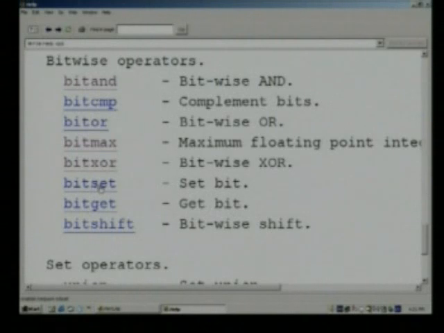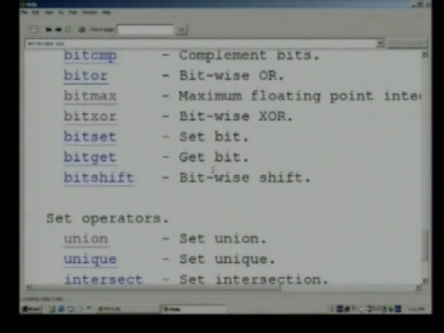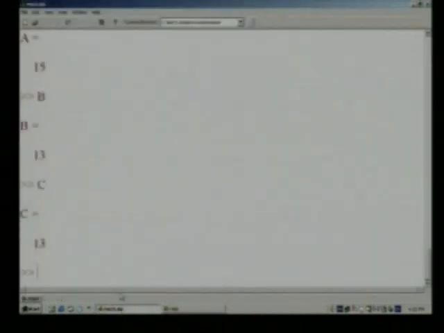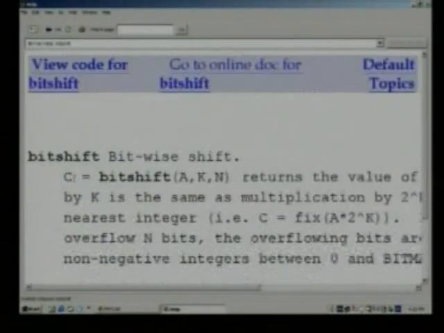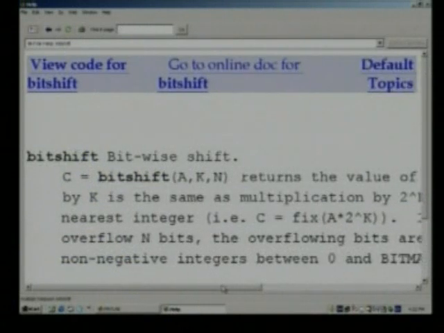Similarly, you can see bit set. You can set a particular bit. You can get a particular bit. You can shift a particular bit. So these are all things you can do whenever you have time. These are all very simple things. So suppose what is my a? A was this. So if I write, I want to shift, let us say. So you can shift a bit.